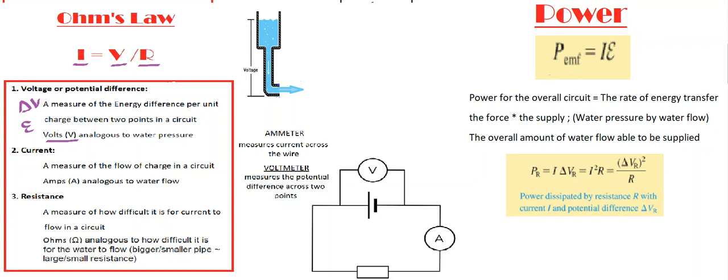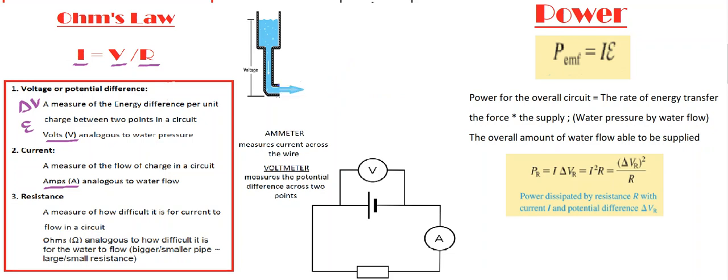The current, I, is a measure of flow of charge in a circuit. So it's the amount of water flowing through, and it is measured in amps, denoted by capital A. Resistance is a measure of how difficult it is for current to flow in a circuit and is measured in ohms. It is analogous to how difficult it is for water to flow. So if the pipe got bigger, resistance would be less because it's very easy for water to flow through a big opening. However, if the pipe were to suddenly get smaller, resistance would increase because it's harder for water to flow through a smaller opening.